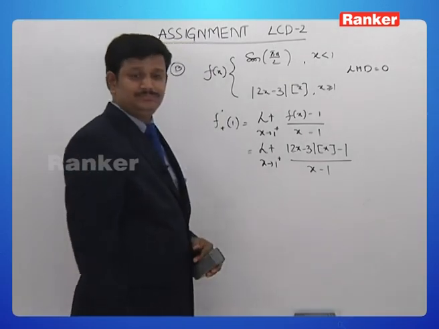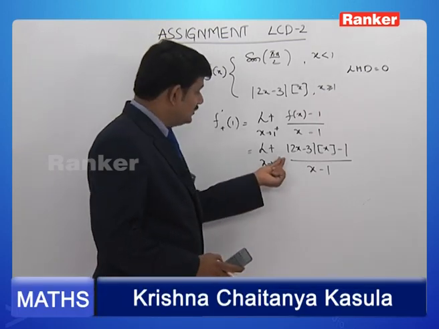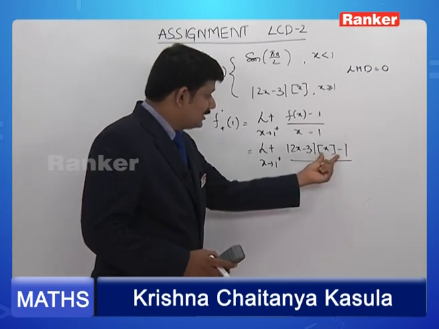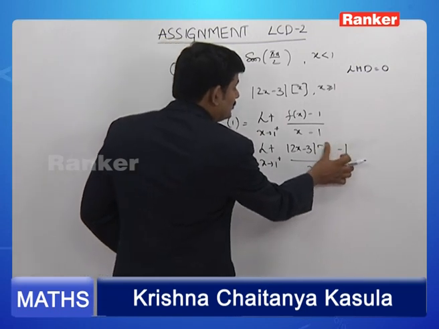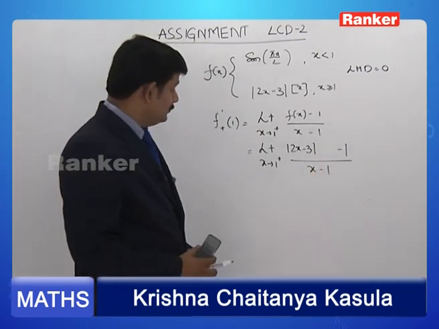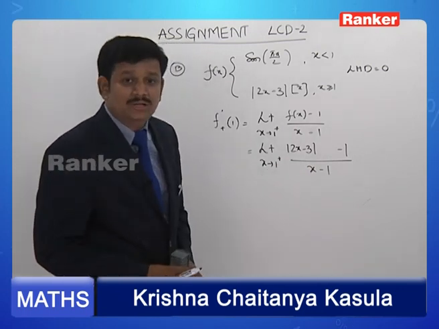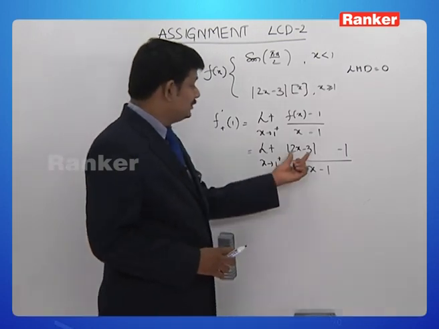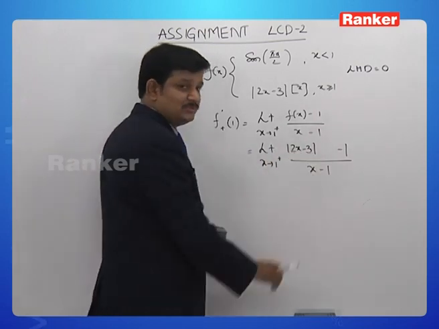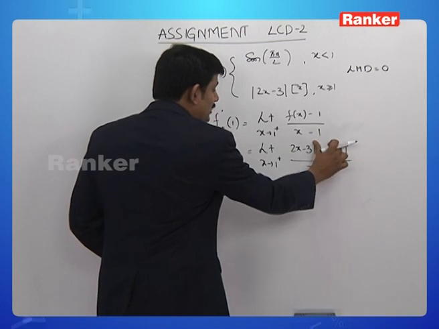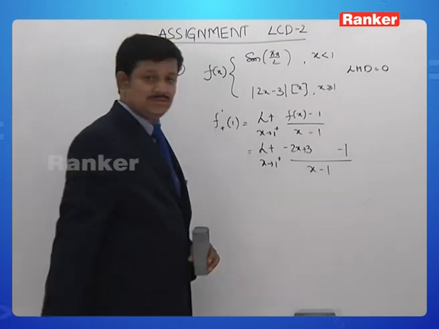As x tends to 1 plus, that is x is slightly greater than 1, integral part of x is going to be 1. So, integral part of x we can replace it by 1. When x is slightly greater than 1, 2x minus 3 is about minus 1, which is negative, and modulus of a negative number is minus of this number. So, modulus of 2x minus 3, because 2x minus 3 is negative, will be minus of 2x minus 3, that is 3 minus 2x.